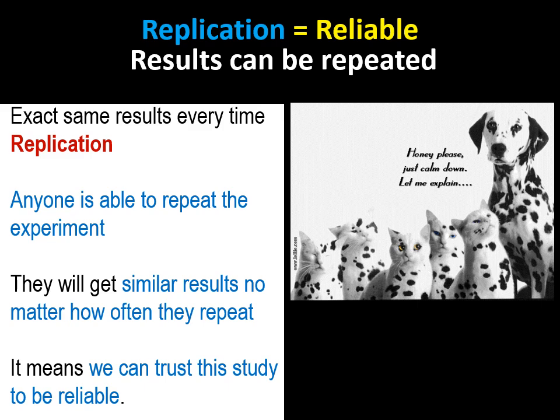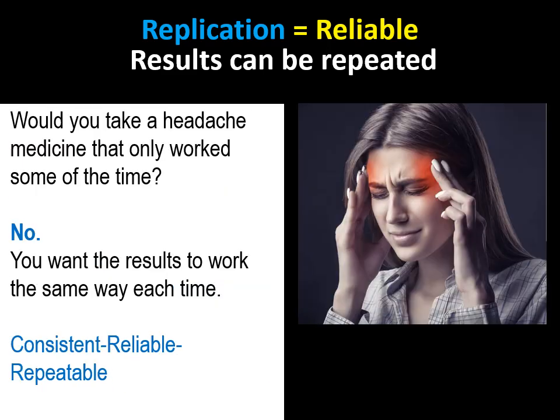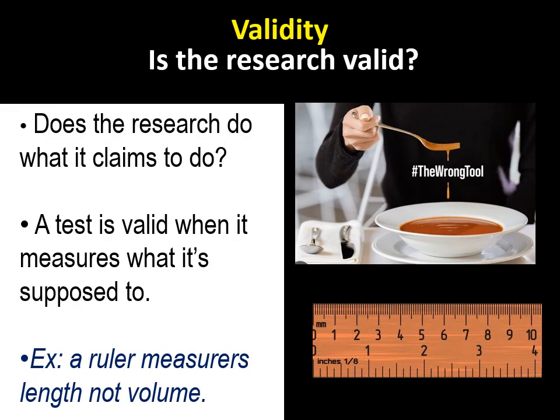So anyone could repeat the experiment. You will get similar results no matter how often you repeat it. This means we can trust the study. It means the study is reliable. So would you want to take a headache medicine that only worked some of the time? No. You want to take a headache medicine that you know is going to help your headache each and every time. It is repeatable. It is reliable. It is consistent. That's what we mean, replication.